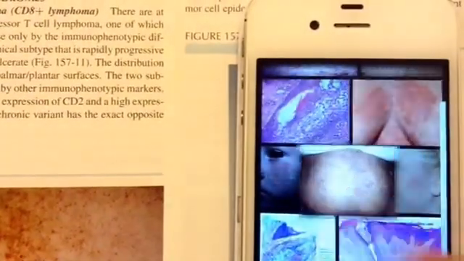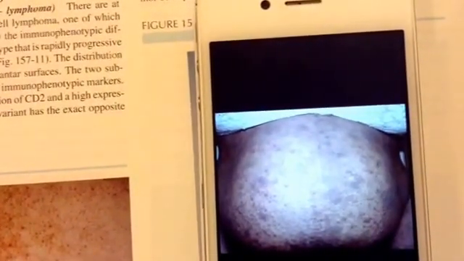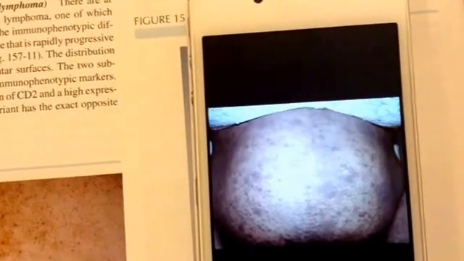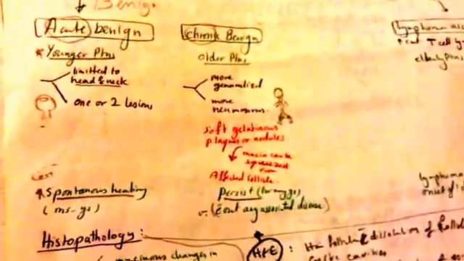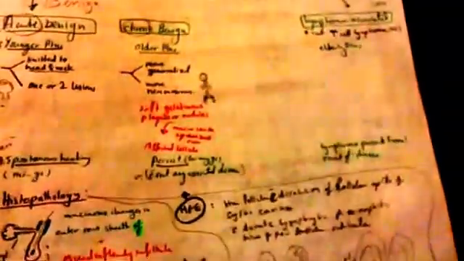And this is the chronic benign in older patients. This is more generalized and more numerous. Soft gelatinous plaques or nodules with mucin that can be squeezed from the affected follicles persist for many years, but there is no associated disease, as we can see here in this type, the chronic benign in older patients, and as we said, in the acute benign there is lymphoma associated.